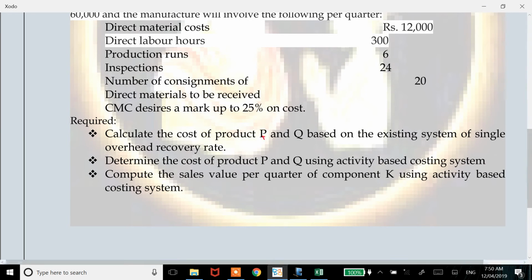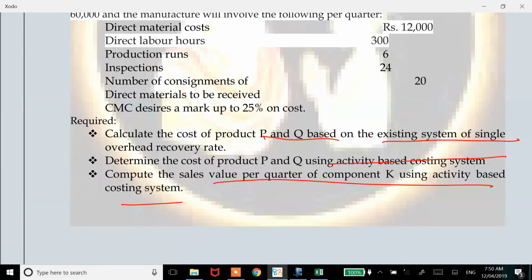They are asking P and Q using the existing system, which will have 2 steps. ABC will have 3 steps, and they're asking some component case analysis, which is extra data they have given. So we are going to do those 5 steps here. The same analysis you will do in any other problem.